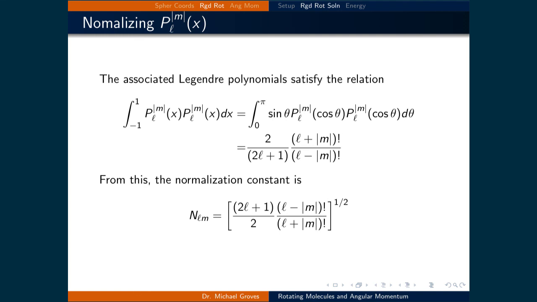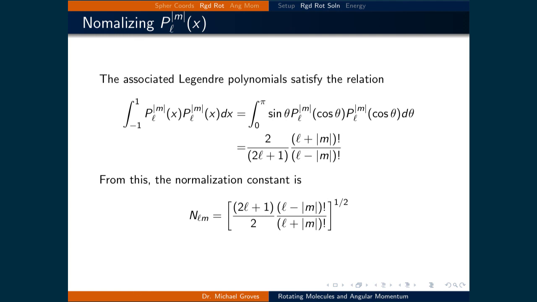That means to normalize them directly as polynomials as a function of x, we have the integral between negative 1 and 1 of P of ml as a function of x times P of ml as a function of x times dx. If we were to write it in terms of angular components, then we substitute in cosine theta for x and negative sine theta d theta for dx. The negative sign reverses the bounds of integration from pi to 0 to 0 to pi, and we get the integral between 0 and pi of sine theta P of ml as a function of cosine theta times P of ml as a function of cosine theta d theta.